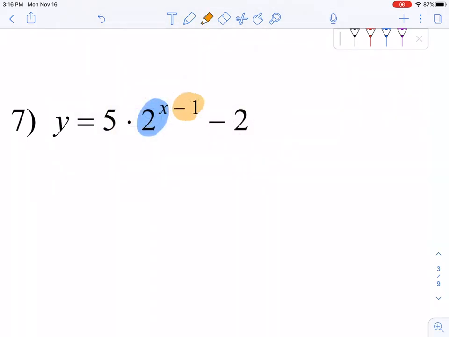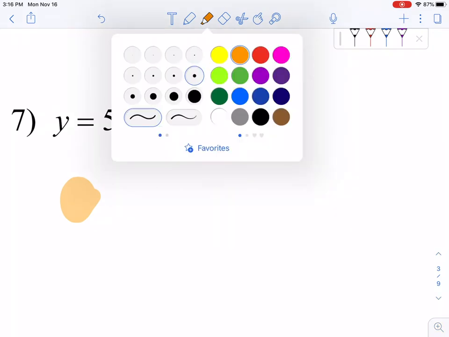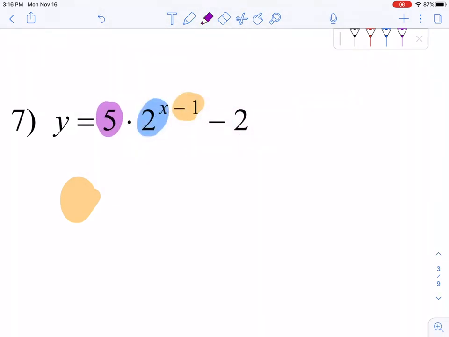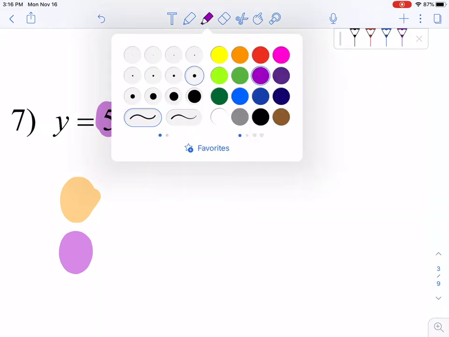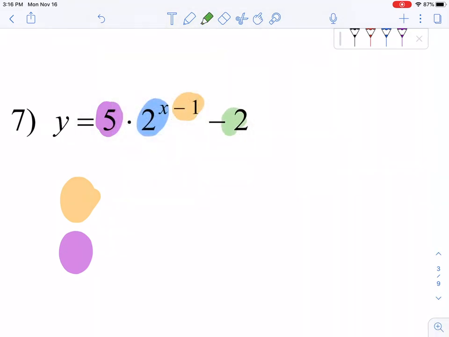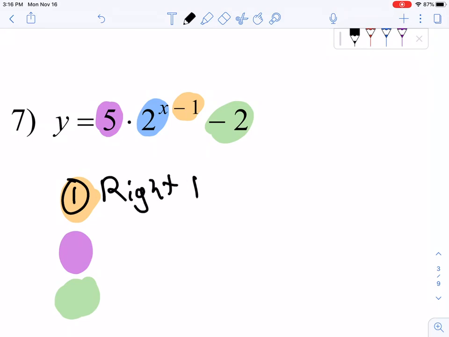And then we're talking about it's going to move right 1. It's going to be a vertical stretch by 5. And finally, it's going to be moving down 2. So the first thing, right 1. If it's negative, it goes right. If it's positive, it goes left. And it has to do with the opposite of x. Don't need to know that for right now.